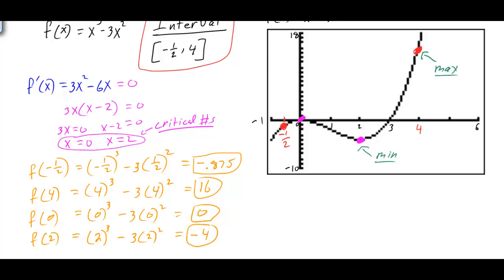So now we want to compare all 4 of these numbers and say which one is the smallest. Well, the smallest number here would be the negative 4, which would be our minimum.